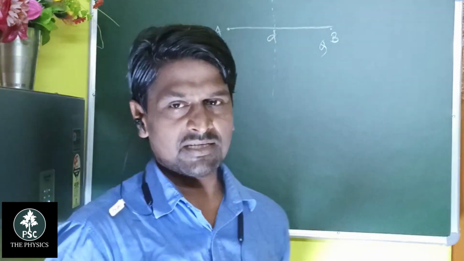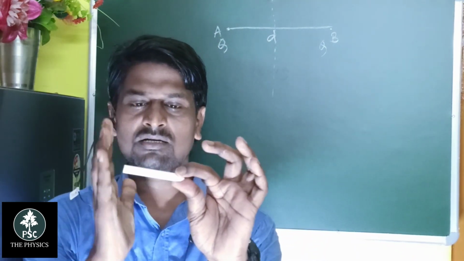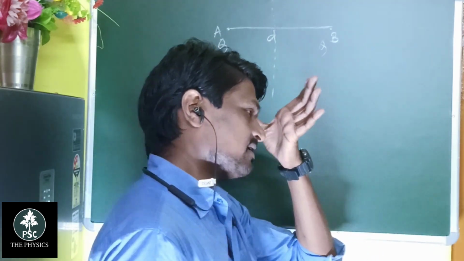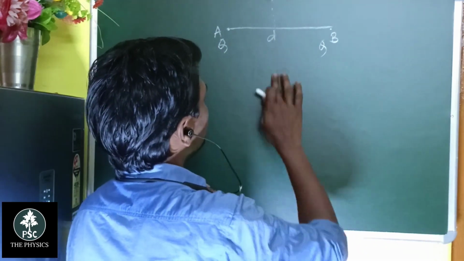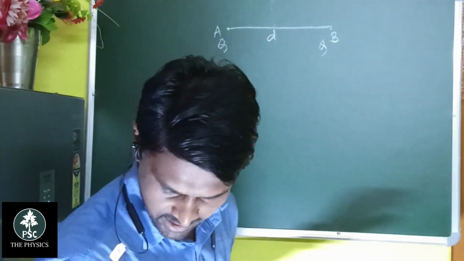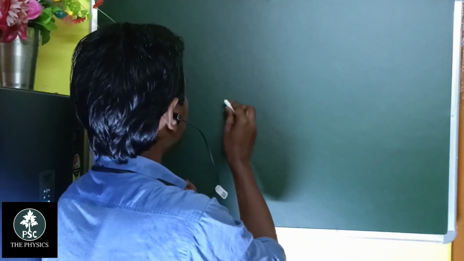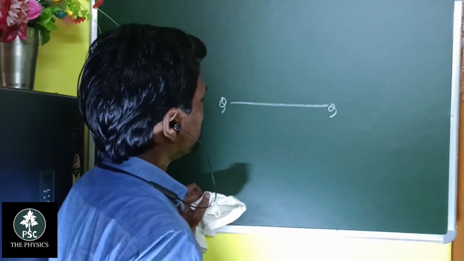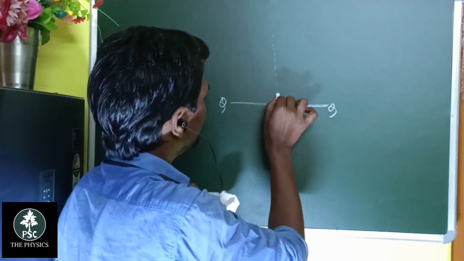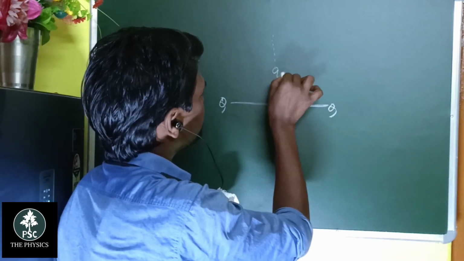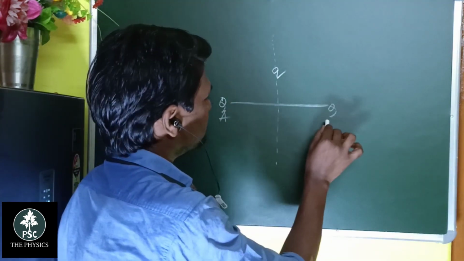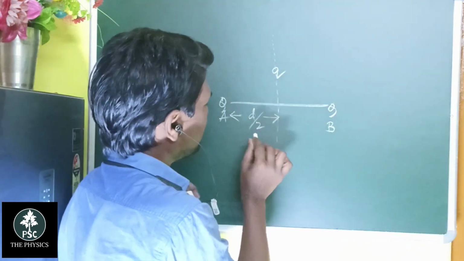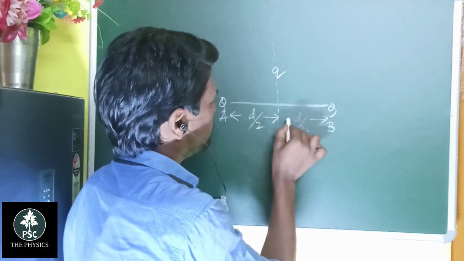What is a perpendicular bisector? If this is a line, then if you cut it and consider a plane, this plane is called the perpendicular bisector, and this is called the equatorial plane. So again I erase this one, and finally this is Q and this is also Q, and the line joining them, and this is the perpendicular bisector, and I placed a charge of small q here, and this is A and this is B, and since the distance of separation is d, then we can say that this is d by 2 and also this is d by 2.